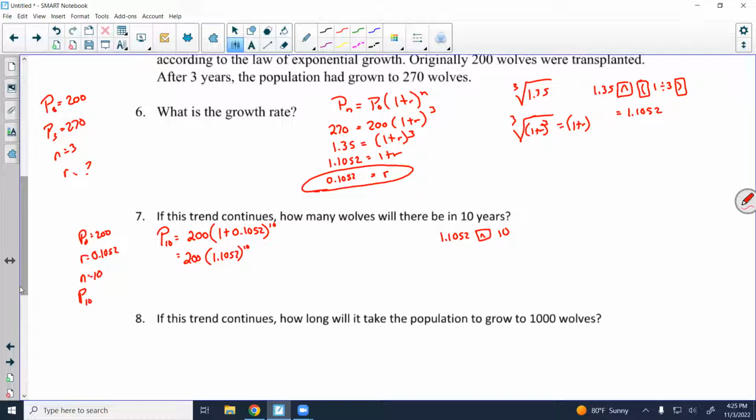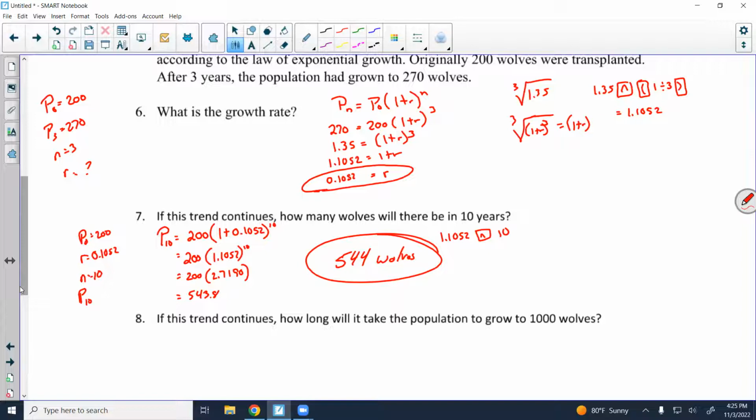1.1052 to the 10th power. So I have 200 times 2.7190. 200 times 2.7190 equals 543.8. Now, what are we talking about? We're talking about wolves. Can I have 0.8 of a wolf? So, round up. I doubt I would count off if you gave me 543.8.